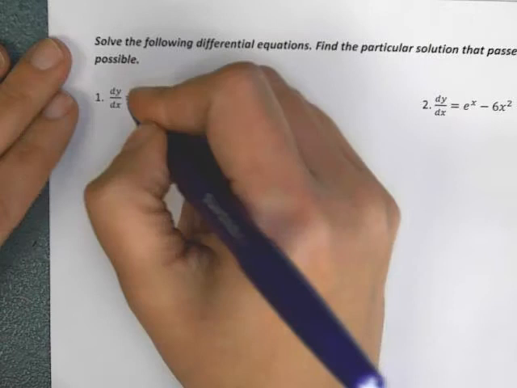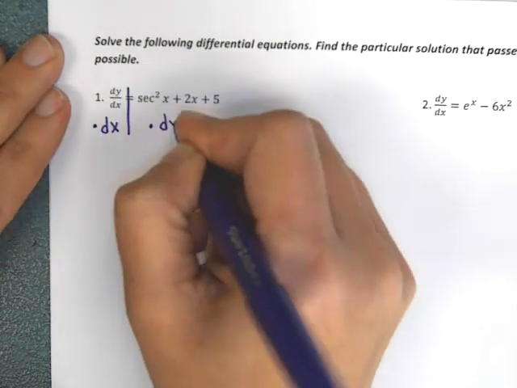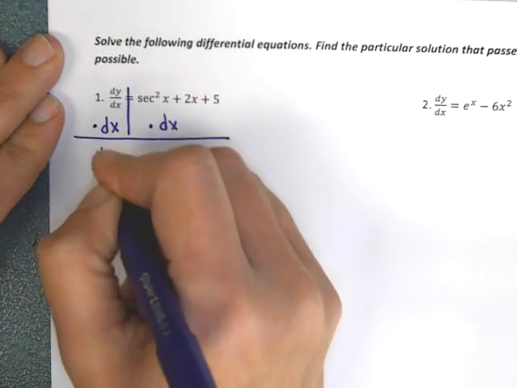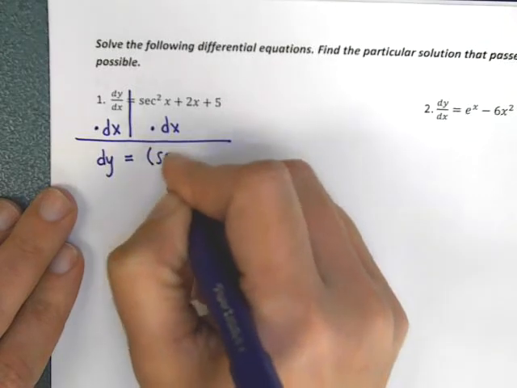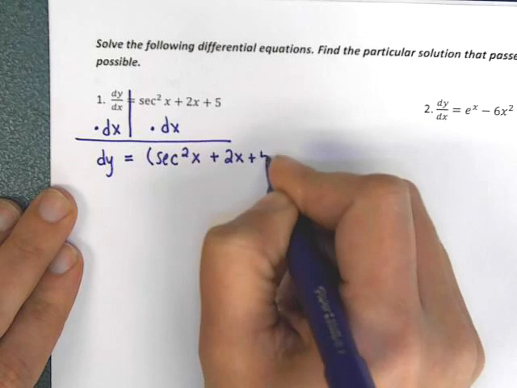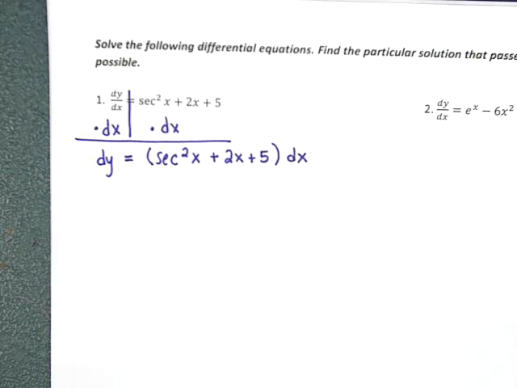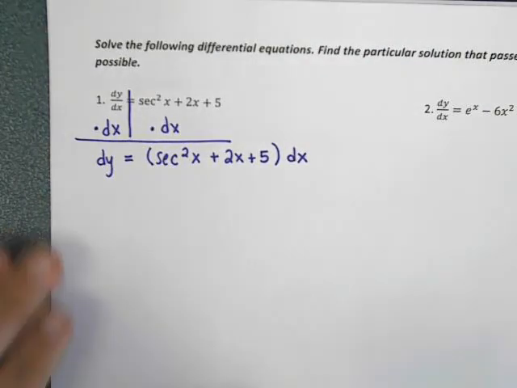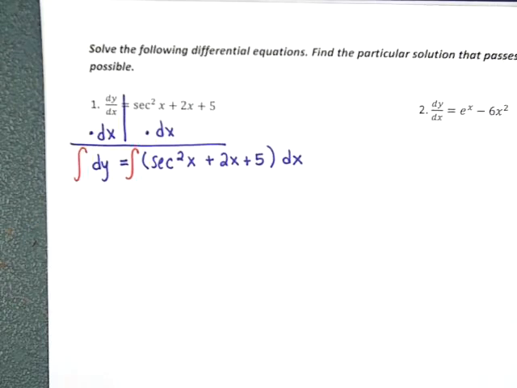All we would really have to do is multiply by dx on both sides, so that the left side of the equation is just going to have the dy, and the right side of the equation is going to have the secant squared of x plus 2x plus 5 all times dx. Now our next step is going to be to use an integral on both sides. And the reason we're going to use an integral is that we know that doing the integral of a function helps us figure out the antiderivative. We go backwards, we figure out the original.